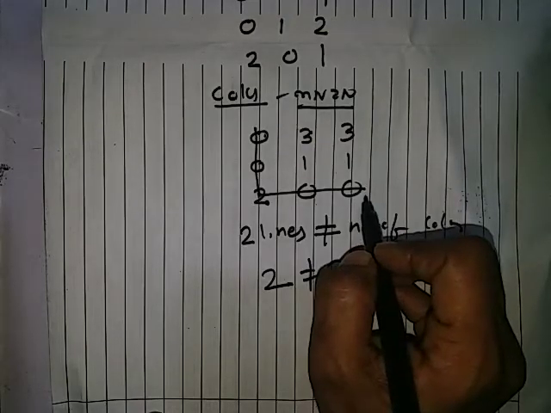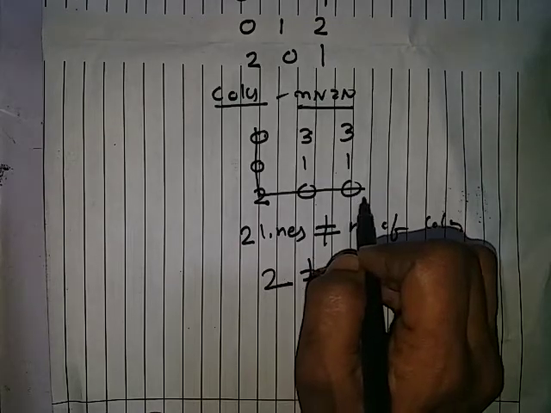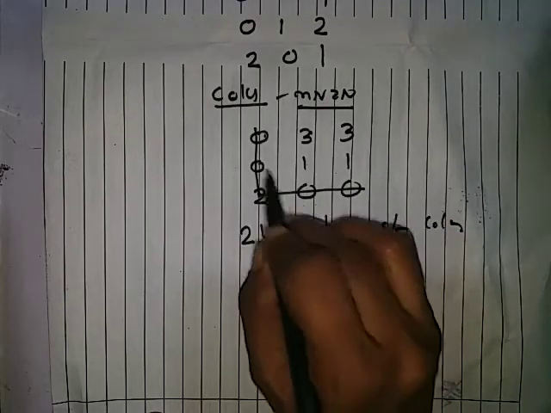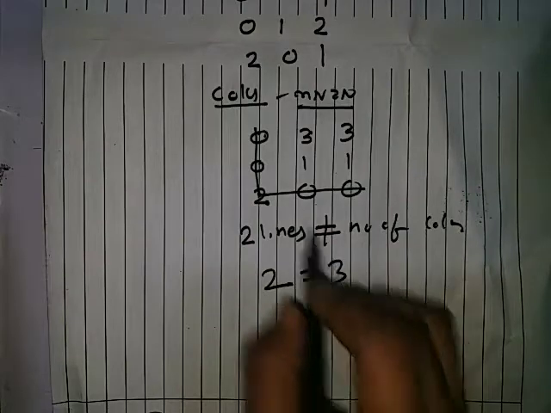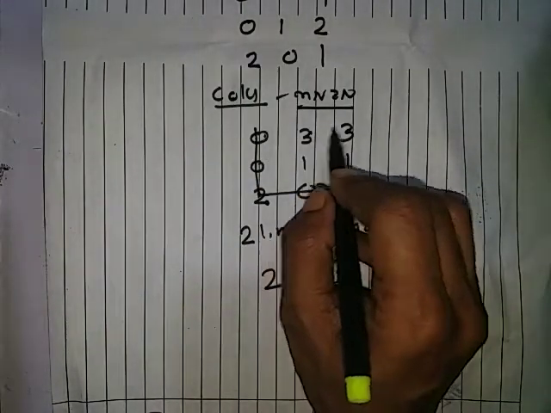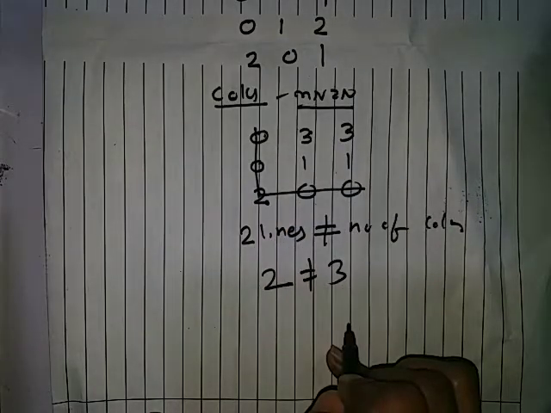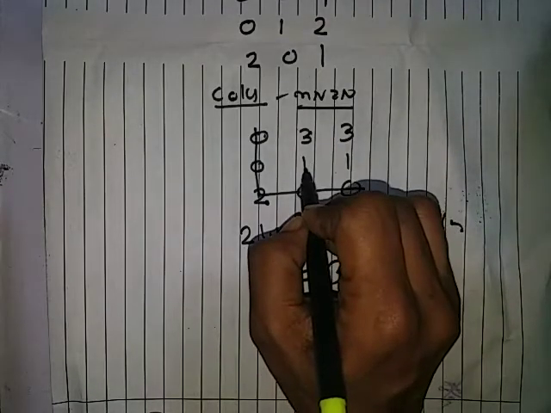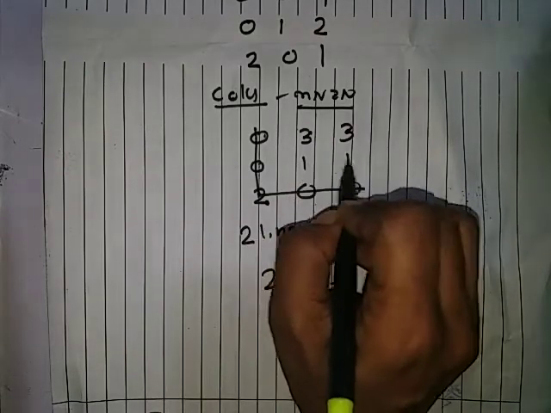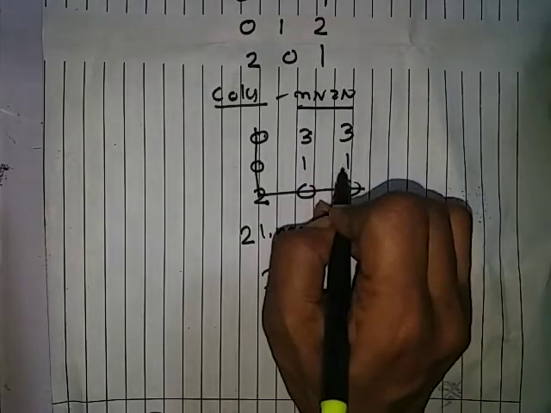For rearranging, the steps are similar. Taking minimum element from outside the lines. These 2 lines, the outside elements are 3, 3, 1, 1. The minimum element is 1. Subtract 1 from 3, 3, 1, 1. That is, subtract 1 from these outside elements.